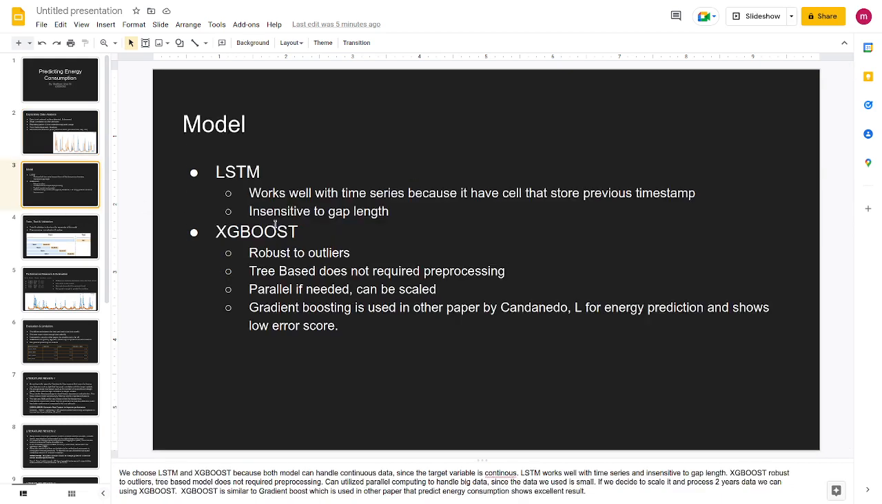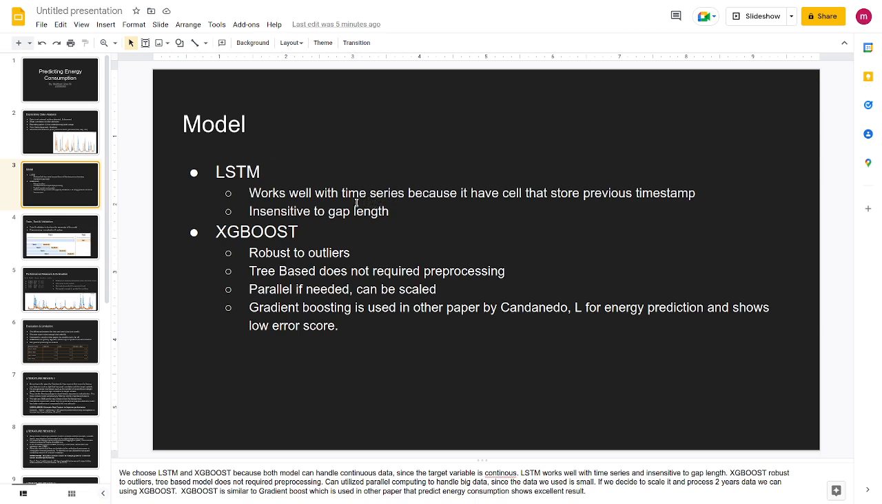And then for the model, we chose LSTM and XGBoost because both models can handle continuous data, since the target variable is continuous. LSTM works well with time series and is insensitive to gap length. This is also shown in the literature review. And XGBoost is robust to outliers.